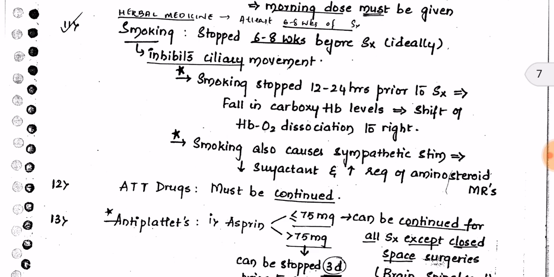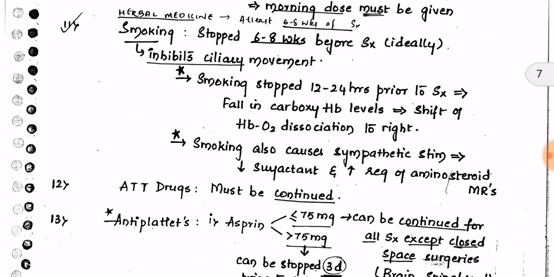Also, it causes sympathetic stimulation. Now, this sympathetic stimulation causes decreased surfactant and increased requirement of the amino steroid muscle relaxants, right? So when there will be decrease in surfactant, whatever muscle relaxants we give, there will be increased requirement of those, because the level of surfactant is already low, so we have to give more of the MRs in these cases, right? So there will be increased requirement of the amino steroid muscle relaxants.